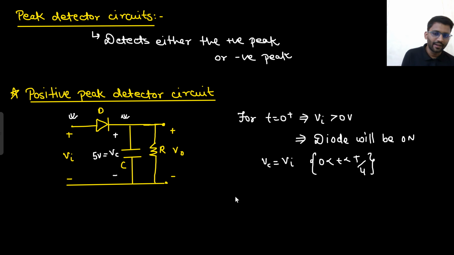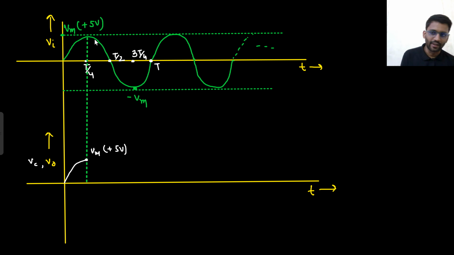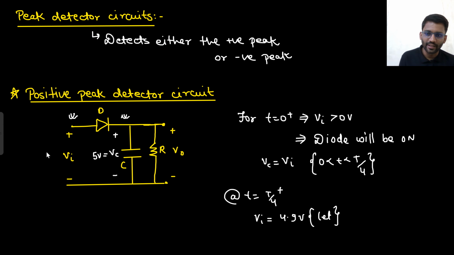At t equals T by 4 plus, what is happening? Let the input value be 4.9. At T by 4 plus, the value is lesser than 5 volt, so it can be 4.9 volt. So here you are having 4.9, and here you are having 5. This end is at 5 volt, and this end is at 4.9 volt. What will happen? The diode will be turned off.